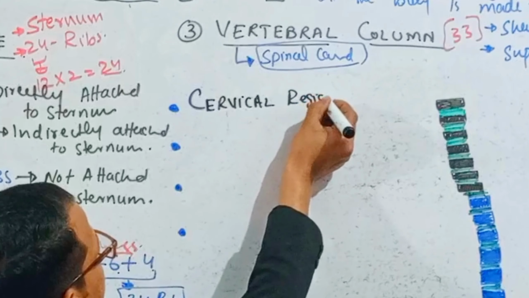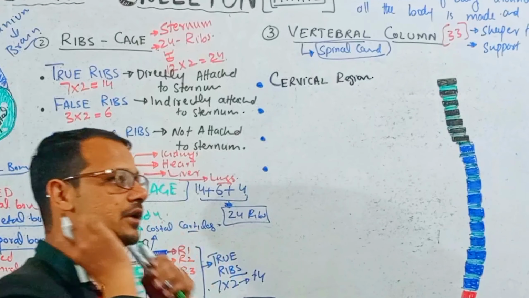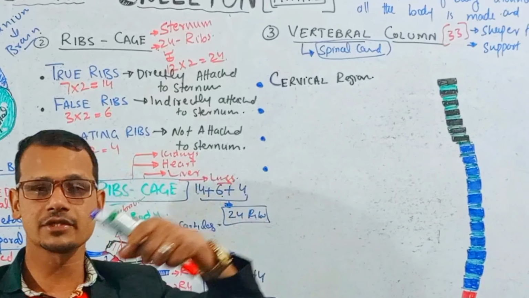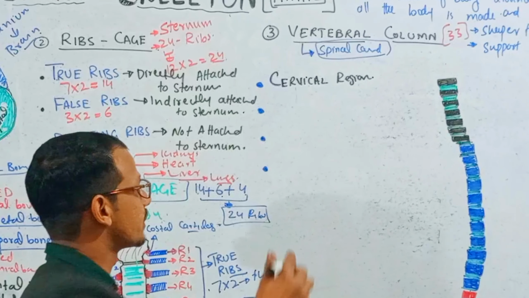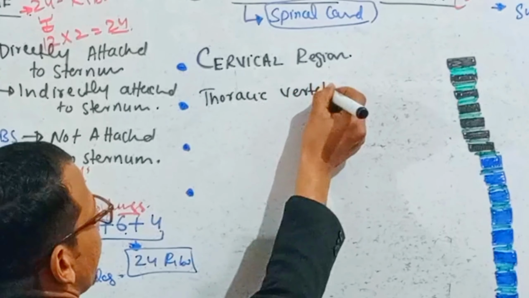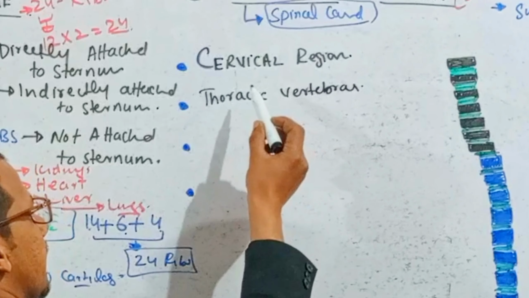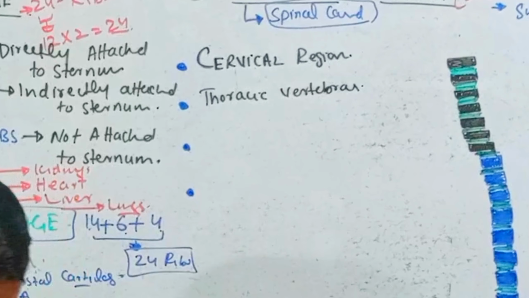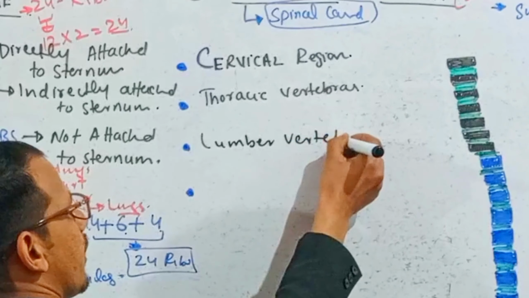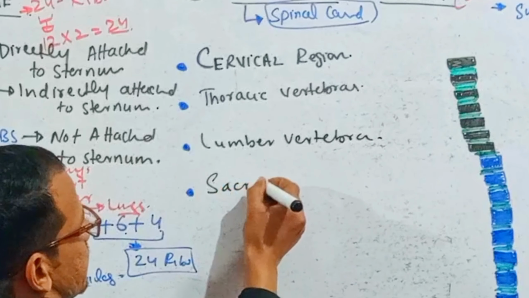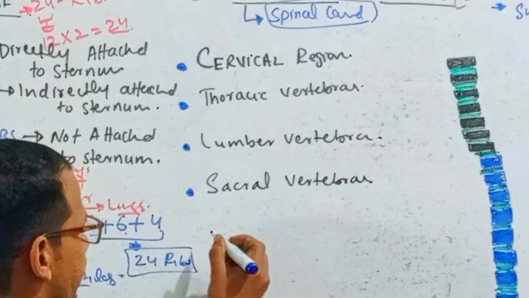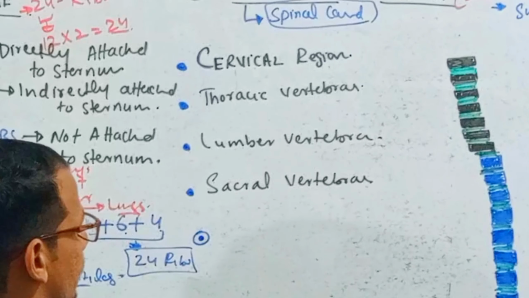Cervical region. The second region of the vertebral column, which is present in the neck, is called the cervical region. The one present against the thoracic cavity is called thoracic vertebrae. The next, present against the lumbar region, is called lumbar vertebrae. The next are sacral vertebrae, and the last one is the coccyx vertebrae.